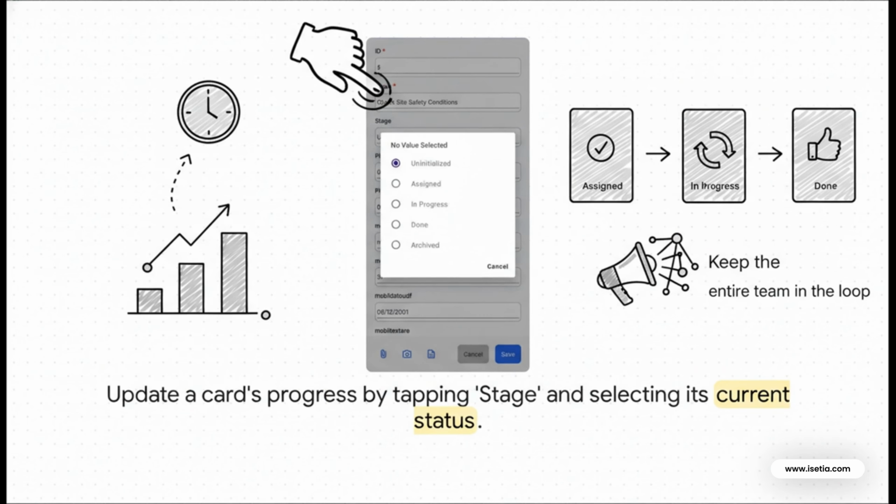Keeping everyone on the same page is so important. And you can do that just by updating the card's stage. With a quick tap, you can let everyone know if a task has just been assigned, if it's in progress, or the best one, when it's done. It's a super simple way to keep the whole team in the loop.